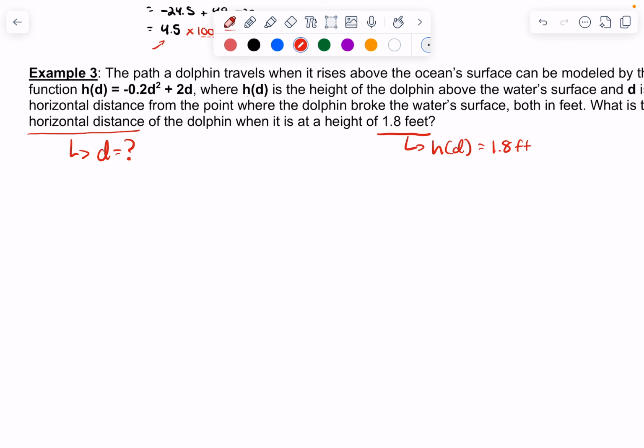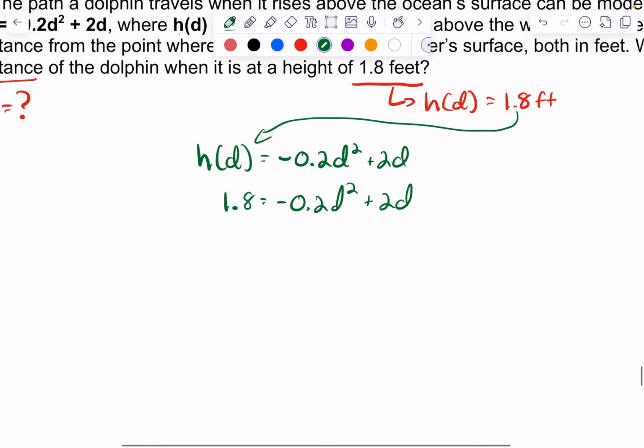So you are given an h of d equation. We have h of d equals, oh sorry, that is a negative: negative 0.2 d squared plus 2d. So now substitute 1.8 for this. So 1.8 equals negative 0.2 d squared plus 2d. Oh sorry, that's a d, and that's also a d. Negative 0.2 d squared plus 2d.